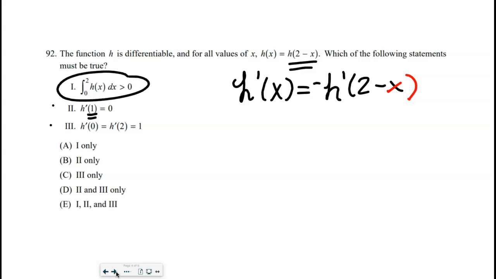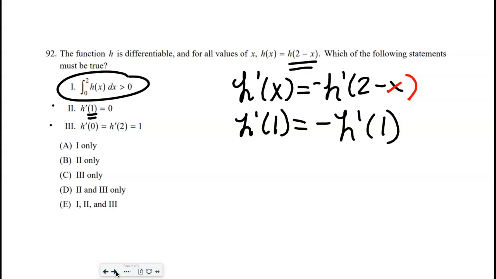All right, so this one's saying h prime of 1 has to equal 0. All right, well, h prime of 1 is going to equal the opposite of h prime of 1. There's only one number in the world, regardless of what this is, where it is equal to the opposite of it, and that's this one.